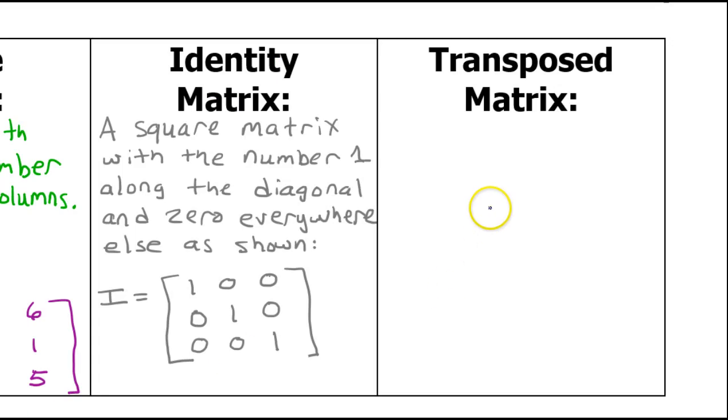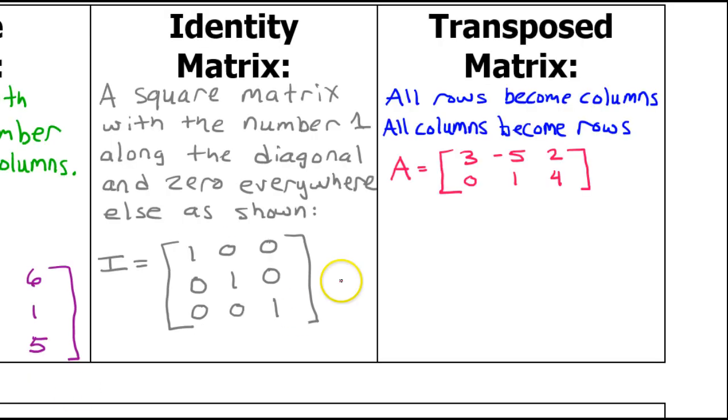Let's talk about a transposed matrix. When you transpose a matrix, all of the rows become columns, and all of the columns become rows. So look, here's matrix A. Now I'm going to write a transpose, the transpose of matrix A. And to do that, all of the rows will become columns, and all of the columns will become rows.